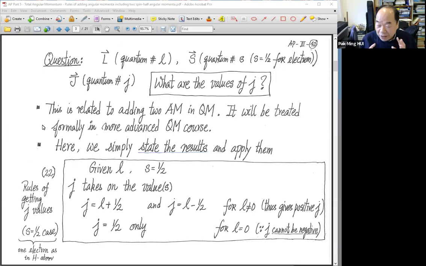So this page is the key result for our discussion of adding an angular momentum characterized by a quantum number L to a spin-half situation, where S is always 1/2. The allowed values of J are L plus 1/2 and L minus 1/2 if they are positive. There's a case where we have to rule out a negative possibility, which is the S state. If L is 0, then J is 1/2 only. So this box summarizes everything.